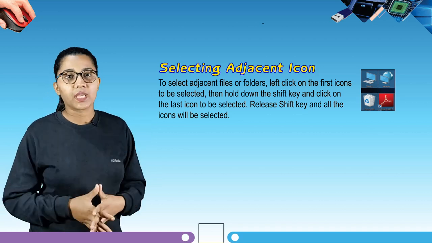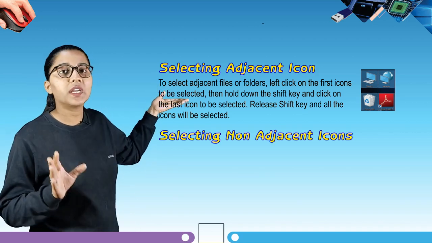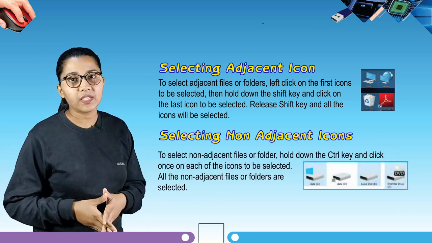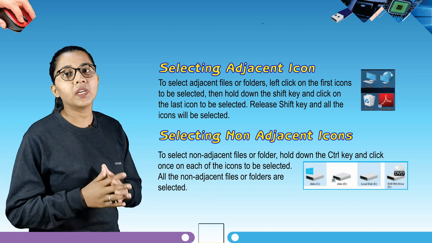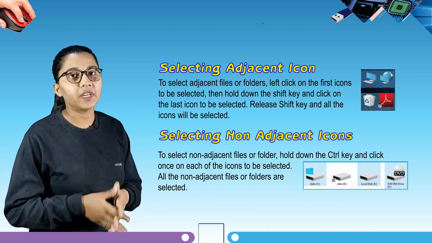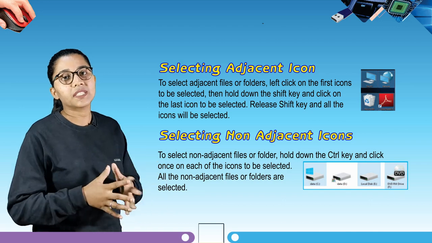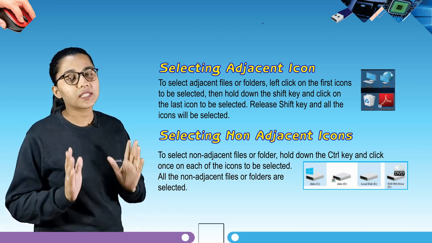Now our next topic is selecting non-adjacent icons. To select non-adjacent files or folders, hold the control key and click once on each of the icons to be selected. All the non-adjacent files or folders are selected.